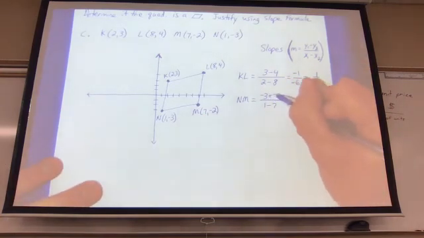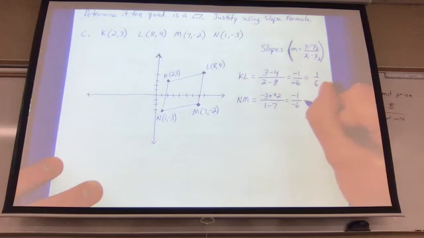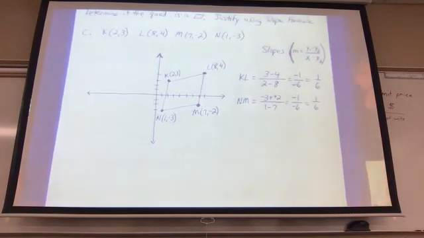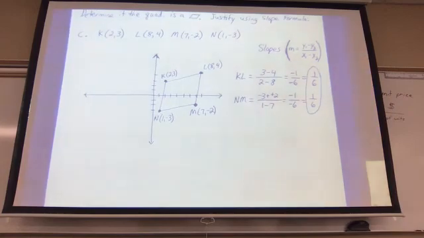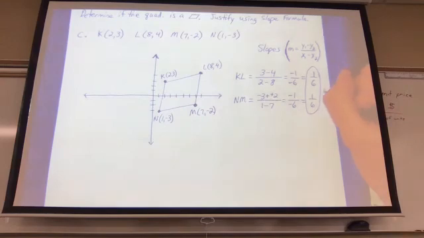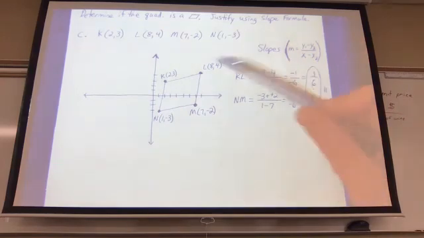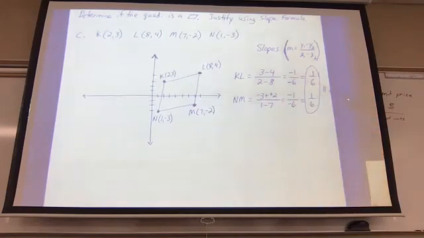And our double negative becomes positive. Negative 3 plus 2 is negative 1. 1 minus 7 is negative 6. Once again, negative over negative becomes positive. These two do have the exact same slope. Since they have the exact same slope, that tells us they're parallel. So we're halfway there. We know the top and the bottom sides do have the exact same slope. So they're going to be parallel to each other.